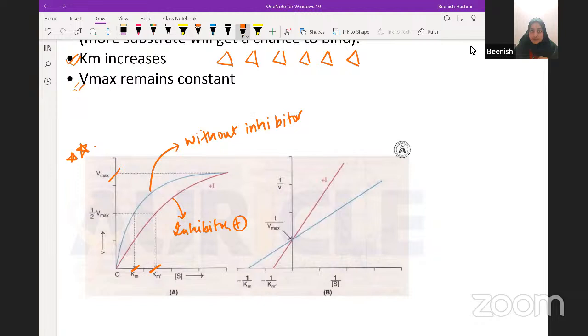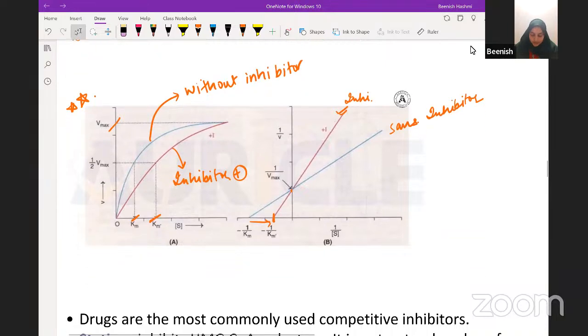And this is the line we were doing, the double reciprocal plot. So here also you can see this is when you use the inhibitor, and this is sans inhibitor, that is without inhibitor. So the Km increases. You can see here it has shifted from here to here. The Km is increasing, and your Vmax, you can see it remains same. So that was about competitive inhibitor.